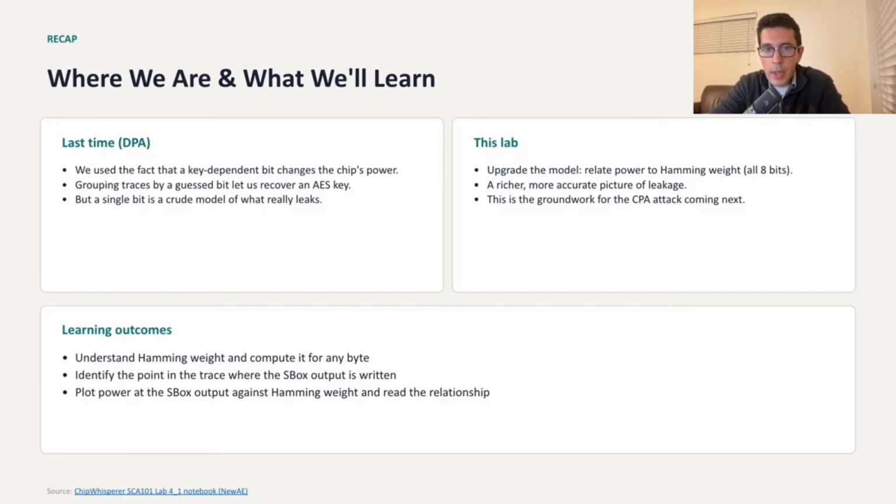We'll learn what Hamming weight is, where the SBox output shows up in the trace, and how to plot power versus Hamming weight so we can literally see the leak we're going to use for correlation power analysis next.